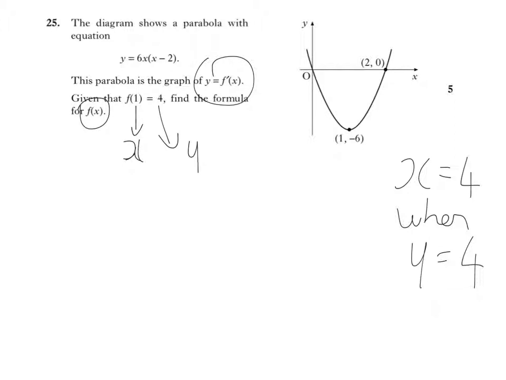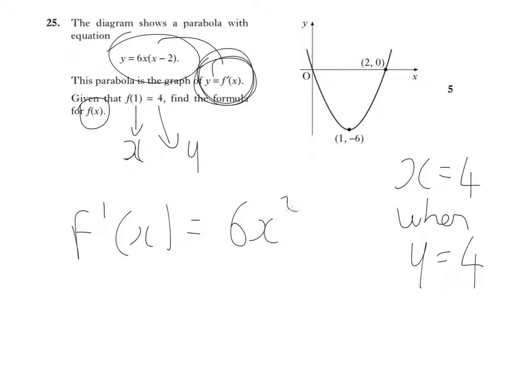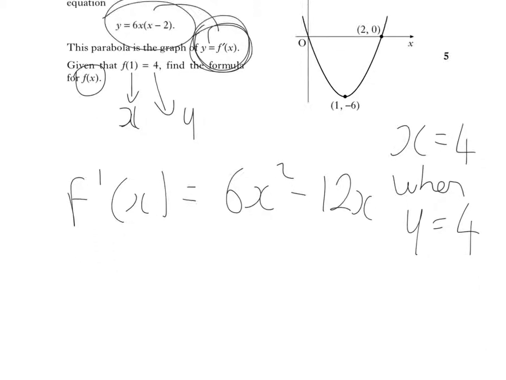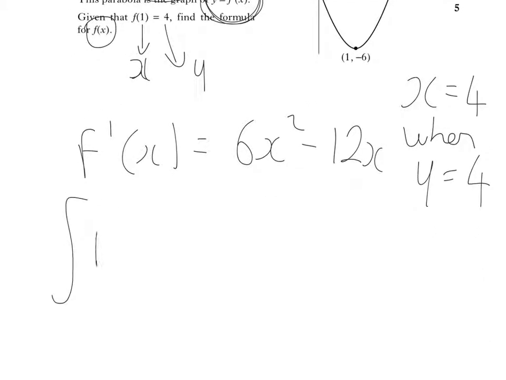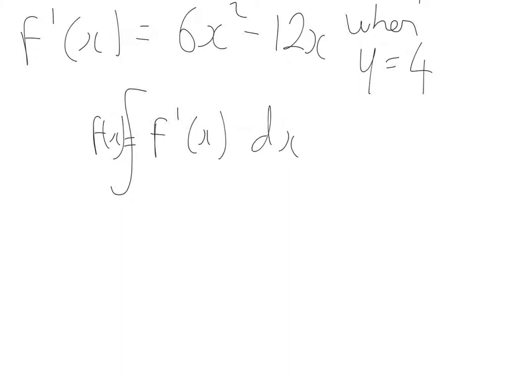So y equals f dashed x, which means this thing here is f dashed x. So f dashed x equals, I'm going to just expand that out, so it's going to be 6x squared minus 12x. I'm now going to integrate f dashed x, which will give me the curve f of x. So f of x equals the integral of 6x squared minus 12x.